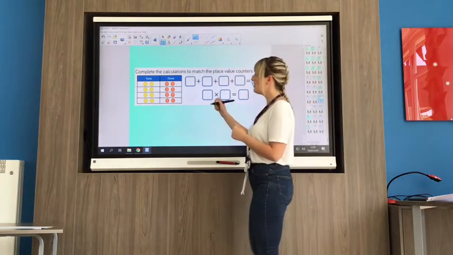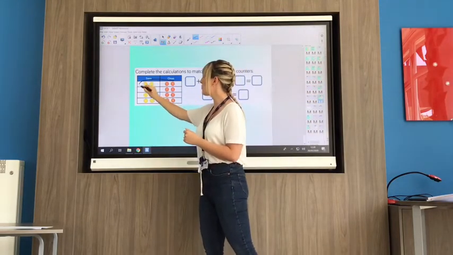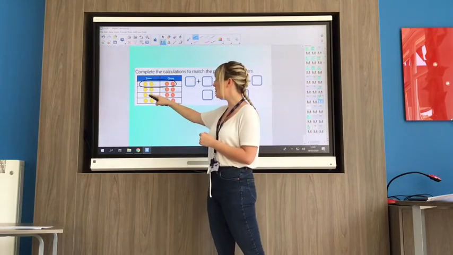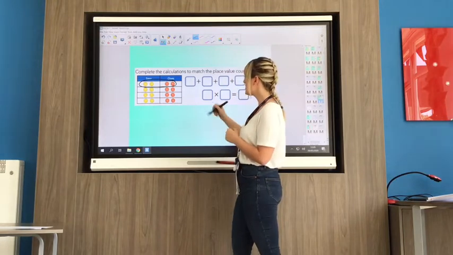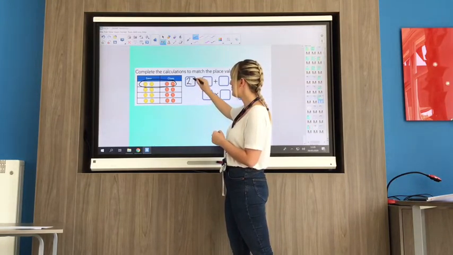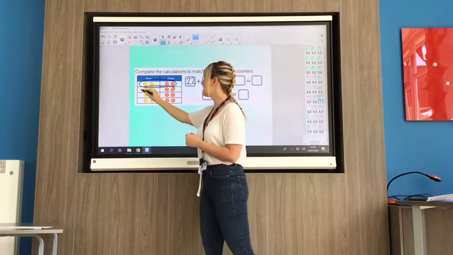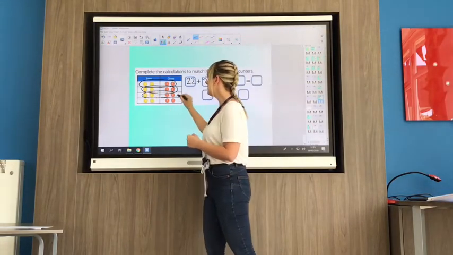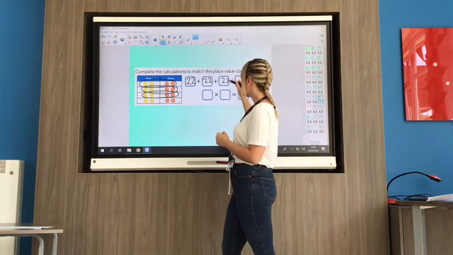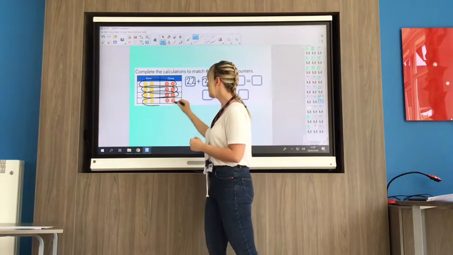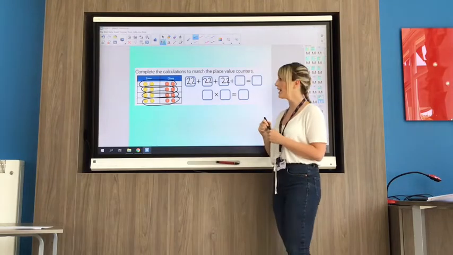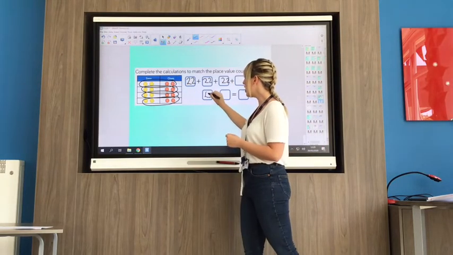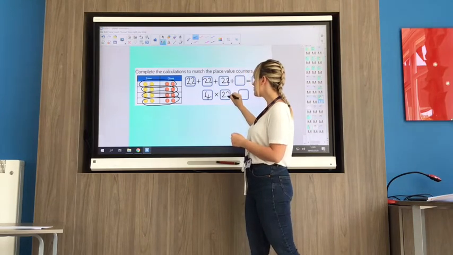So I know that in each group I've got 22. Okay, and I've got 1, 2, 3, 4 lots of 22 there. So that's like 22, add 22, add 22, add 22. As multiplication, I can write it as 1, 2, 3, 4 lots of 22.